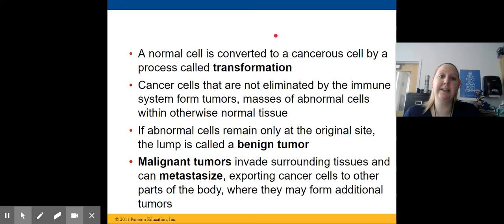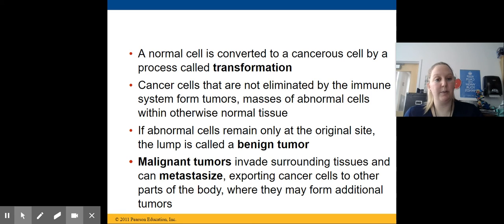When a normal cell gets converted into a cancerous cell, it's called transformation. Cancer cells are not eliminated by the immune system and then form tumors. And these are masses of abnormal cells within otherwise normal or healthy tissue.